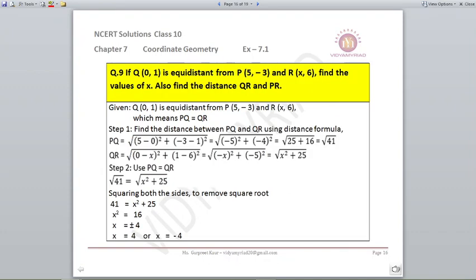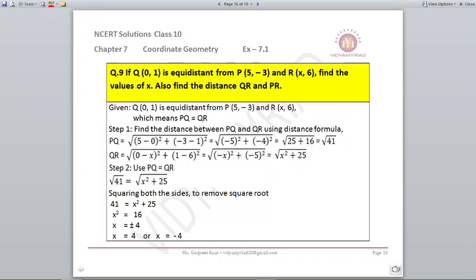If Q (0, 1) is equidistant from P (5, minus 3) and R (x, 6), find the values of x. Also find the distances QR and PR. Now Q is equidistant, that means PQ is equal to RQ, and using the distance formula we will be able to find the value of x. After finding the value of x, we will find the distances QR and PR.